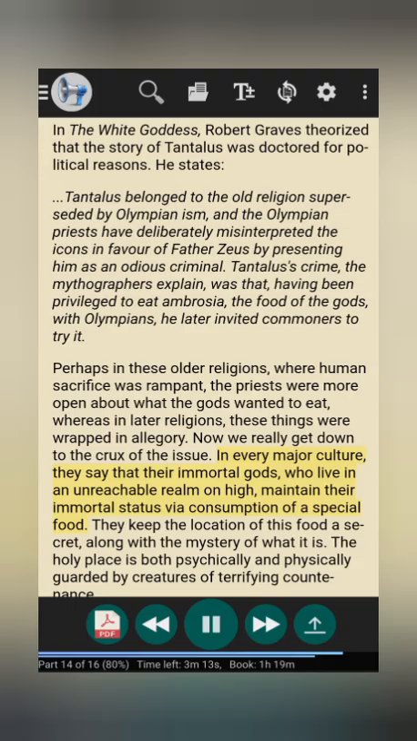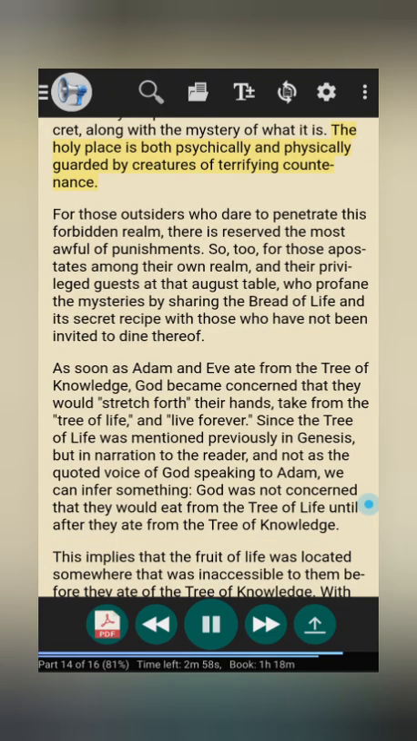In every major culture, they say that their immortal gods, who live in an unreachable realm on high, maintain their immortal status via consumption of a special food. They keep the location of this food a secret, along with the mystery of what it is. The holy place is both psychically and physically guarded by creatures of terrifying countenance. For those outsiders who dare to penetrate this forbidden realm, there is reserved the most awful of punishments. So, too, for those apostates among their own realm and their privileged guests at that august table who profane the mysteries by sharing the bread of life and its secret recipe with those who have not been invited to dine thereof.